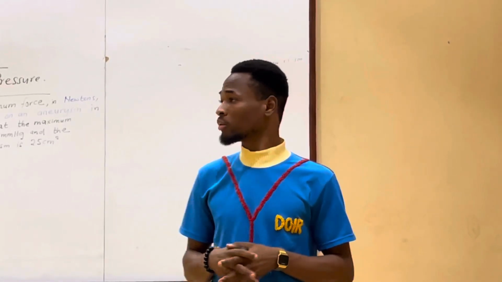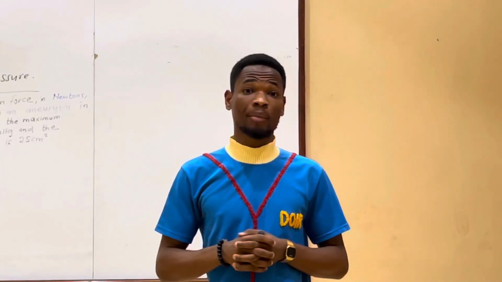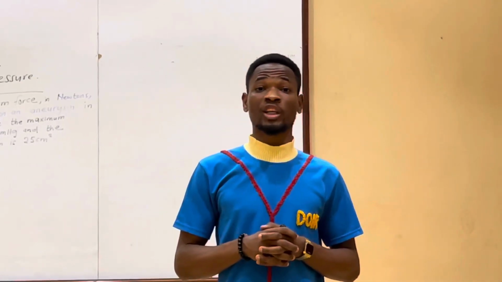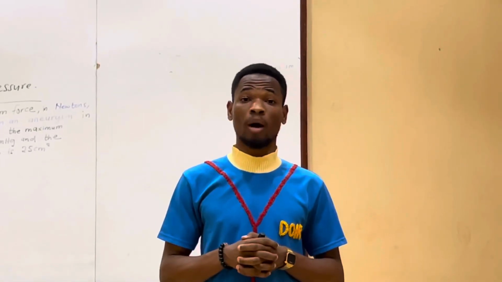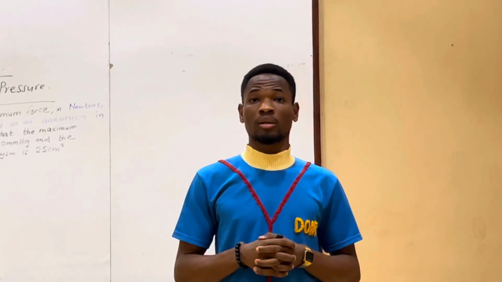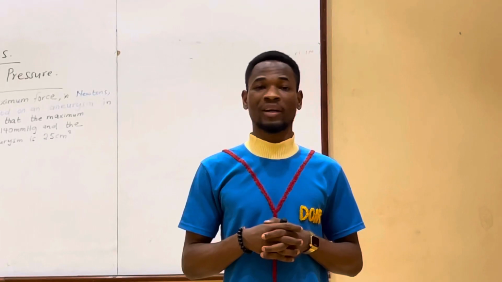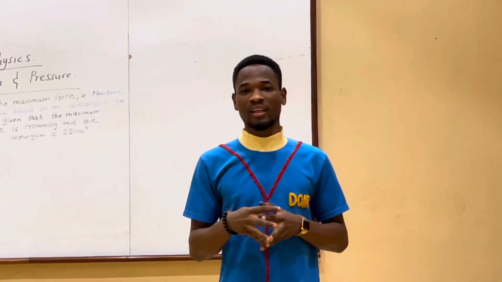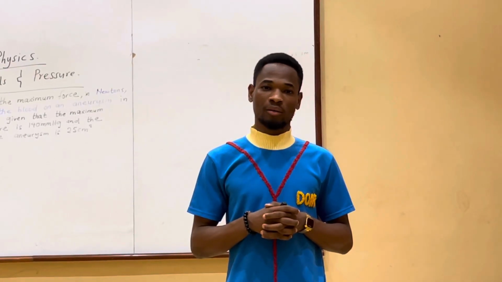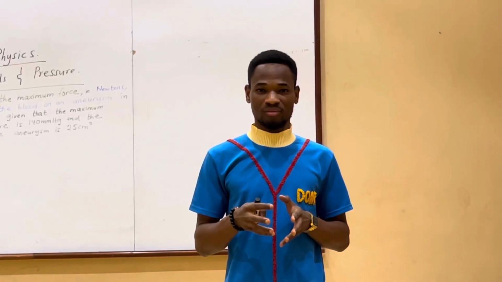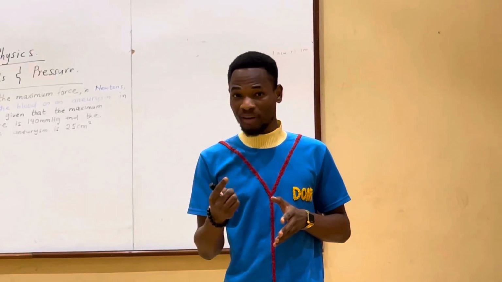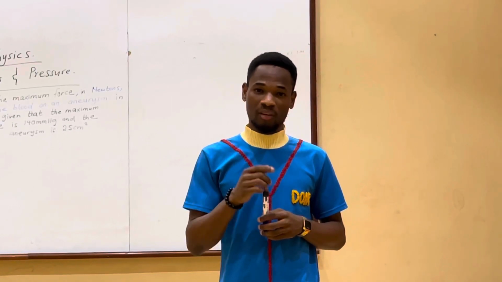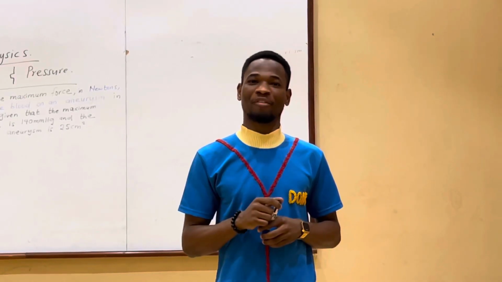We are still treating fluids and dynamics in physics. We talked about gauge pressure and the absolute or the total pressure. And we said the gauge pressure is the pressure measured relative to the atmospheric pressure, and the absolute pressure or the total pressure is the pressure measured relative to what? A perfect vacuum. The vacuum must be perfect.